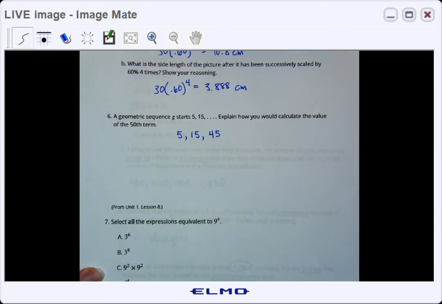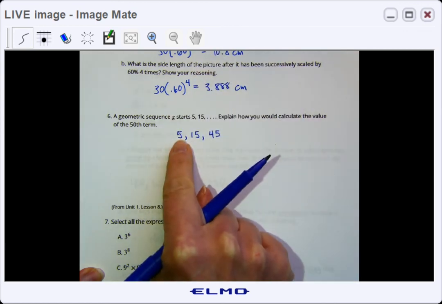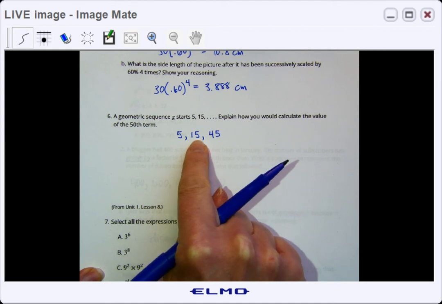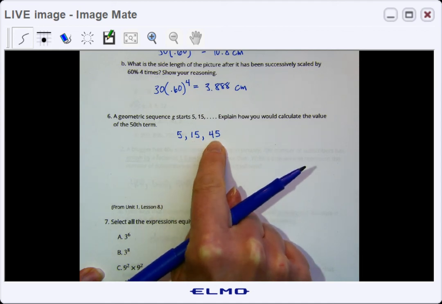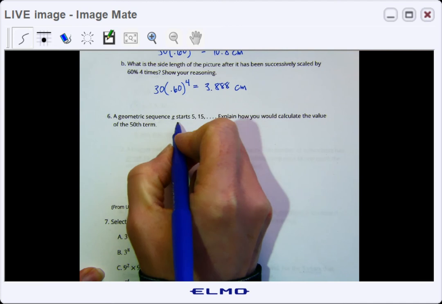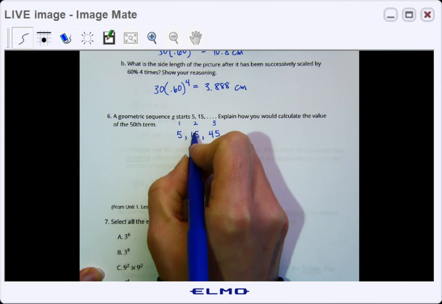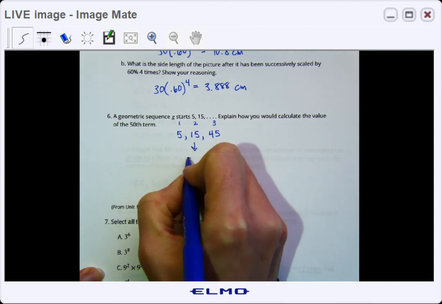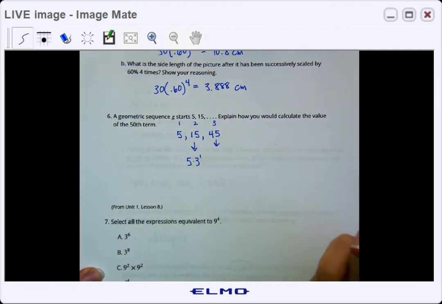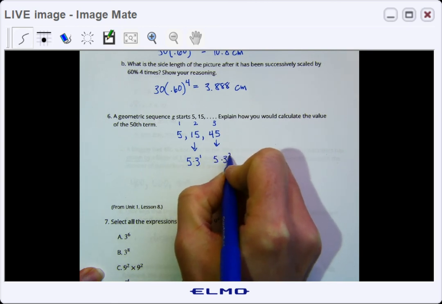So when I think about it, for the first term, I don't multiply by 3 at all. For the second term, I multiply by 3 once. For the third term, I multiply by 3 twice. So for the first term, second term, third term, right? So the 15, that is 5 times 3 to the first. Then I multiply by 3 again to get the 45. So that's 5 times 3 to the second.